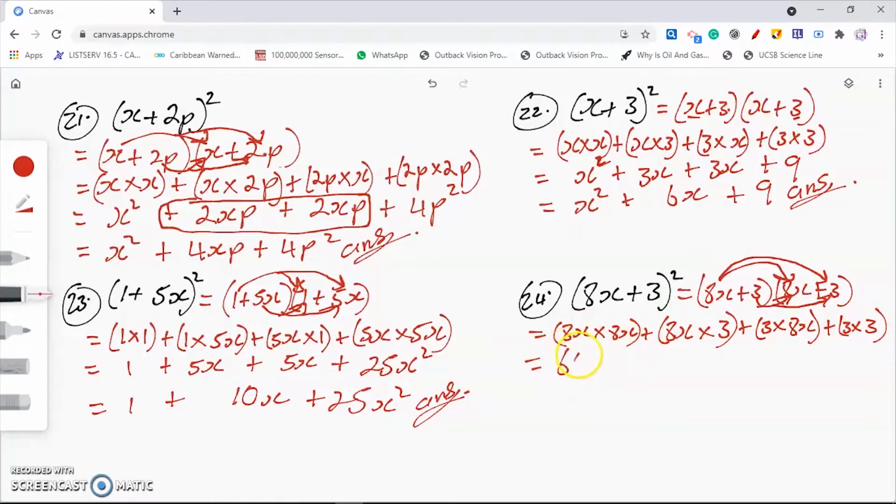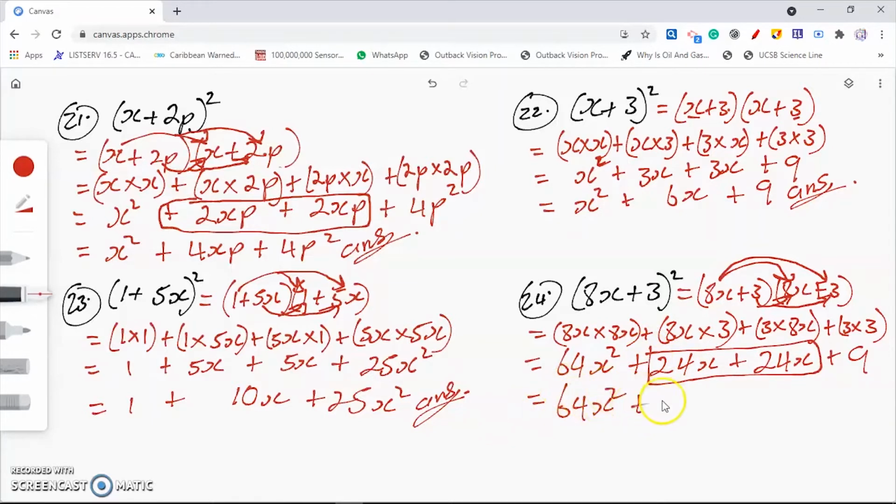8 times 8 is 64. x times x is x squared. So 8x times 8x is 64x squared. Plus 8x times 3 is 24x. Plus 3 times 8x is also 24x. Plus 3 times 3 is 9. Then we simplify, because 24x plus 24x is equal to 48x. So we get 64x squared plus 48x plus 9. And that's our answer there.